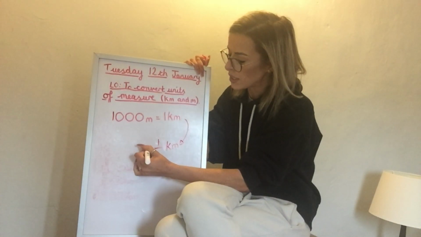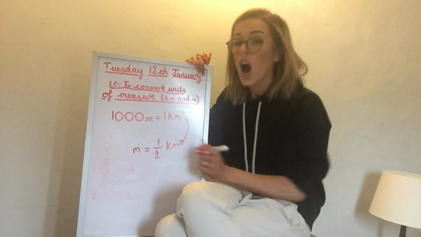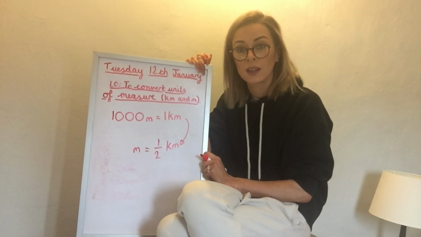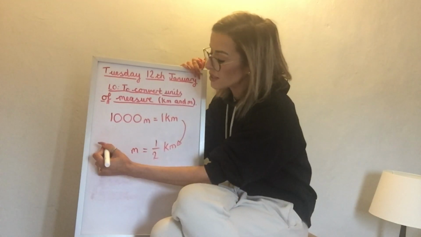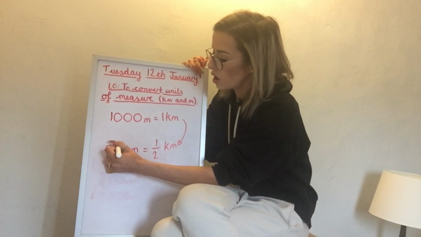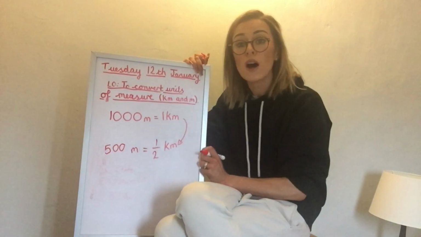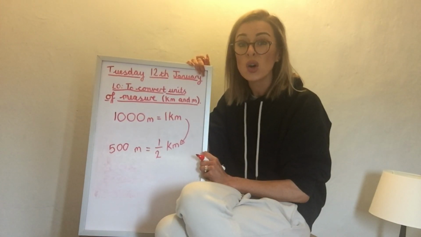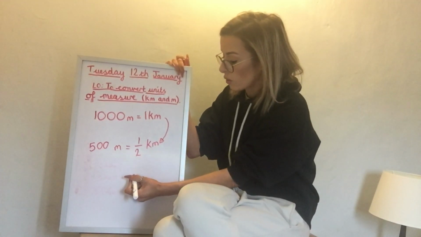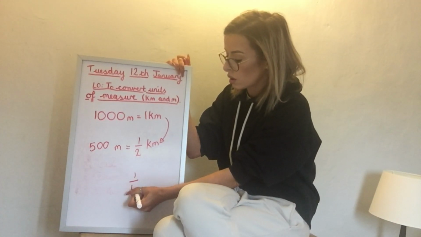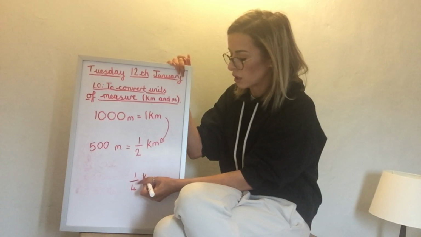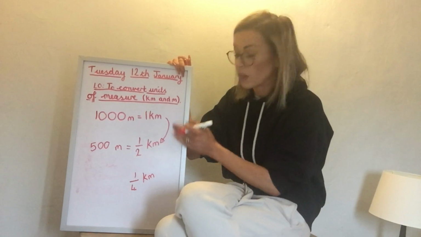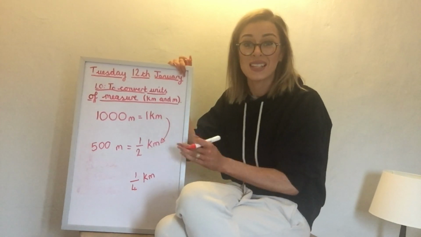So, how many metres do you think half a kilometre is? Pause the video and write it down. Yes, you are absolutely right, guys. Half a kilometre is 500 metres. And this time we're going to write down a quarter of a kilometre. And I know that a quarter of a kilometre is written like that. You can also do it in decimals, grown-ups. We're going to worry mostly about this fraction method today in this introductory lesson.